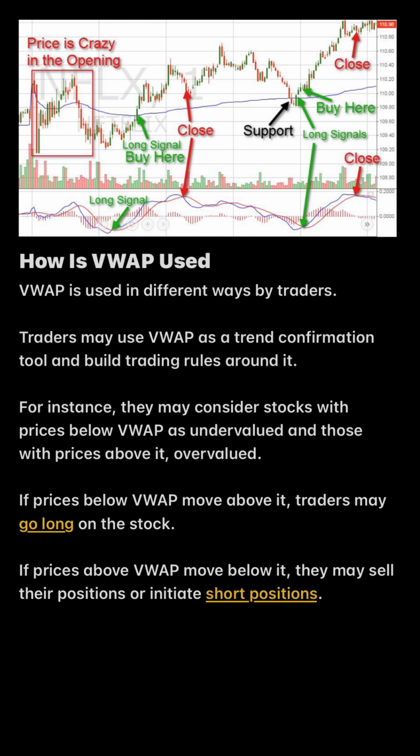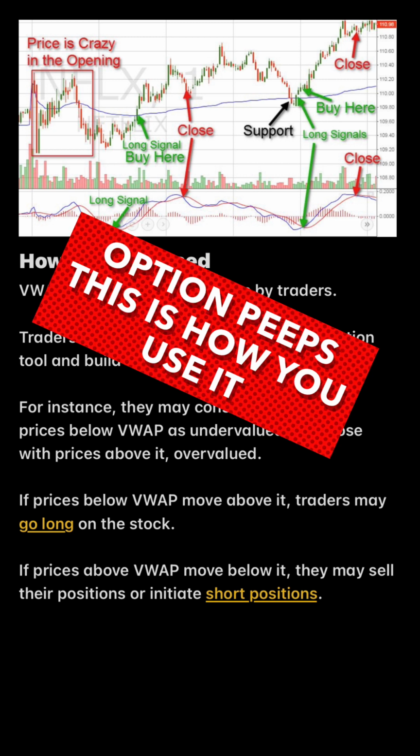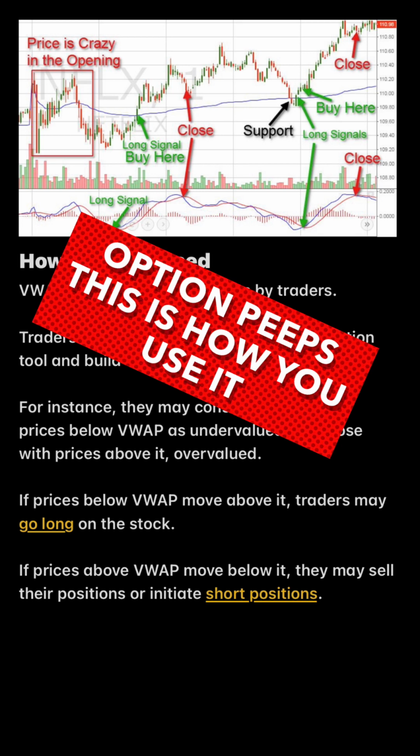So if the price below VWAP moves above it, the trader might go ahead and go long on that particular stock. If the price above VWAP now moves below it, they may sell their position or initiate a short position. My option players out there, this is how you will utilize the VWAP in your arsenal, just like I just described it in the reading.